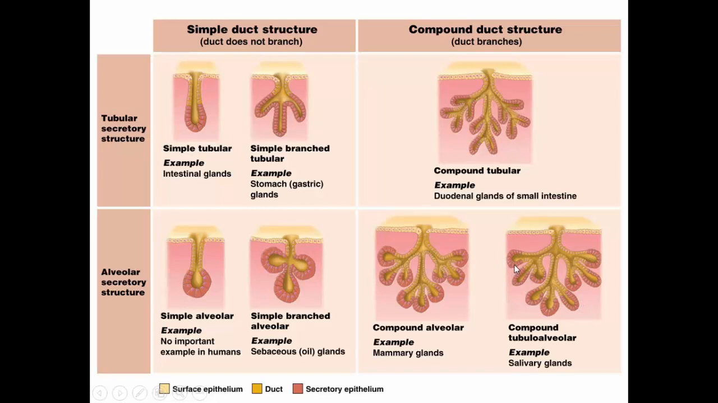So we have these secretory cells, the pink things. And then the remaining cells help produce the ductwork that will get the secretion to some sort of surface. All of these cells are epithelial cells.